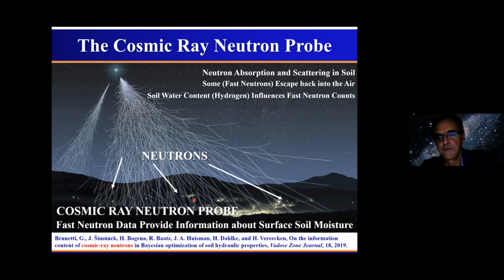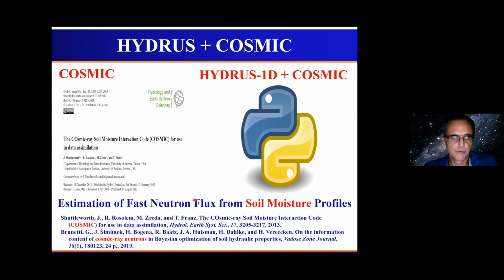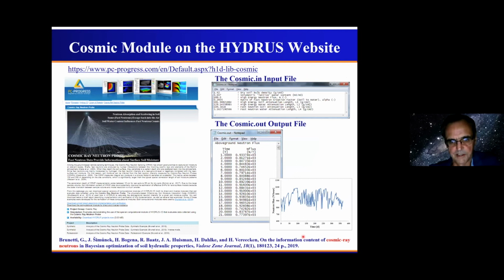But we can also use this information to estimate effective soil hydraulic properties at that large scale, right? And so for that, we developed this module. The work is based on the work of Jim Shuttleworth, who developed the idea of cosmic ray neutron probes. He also developed a module which calculates the neutron fluxes based on the water content in the soil profile. So we implemented this module into HYDRUS, so HYDRUS now can calculate these neutron fluxes and can be used in the inverse mode to estimate effective soil hydraulic properties on the large scale. And that was published just recently, last year, in the Vadose journal. And the module can be downloaded from the HYDRUS website.